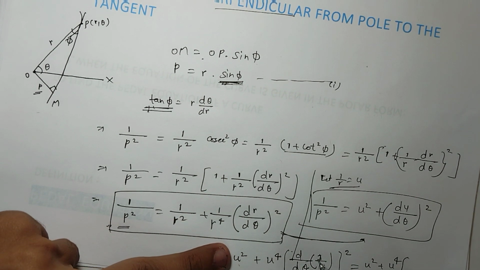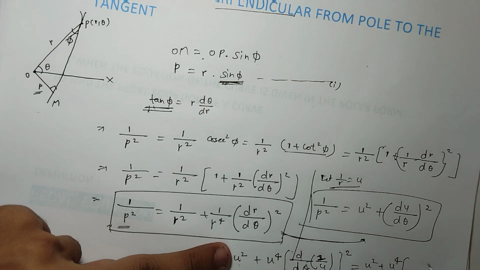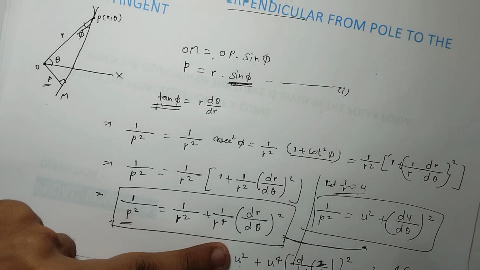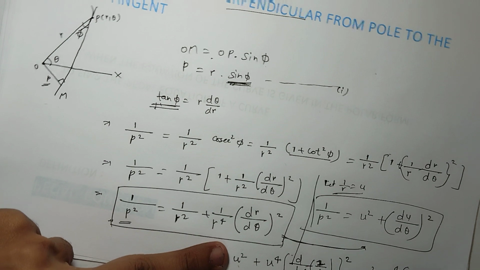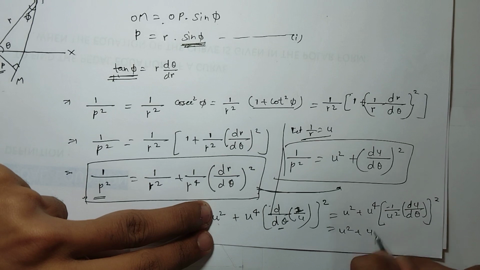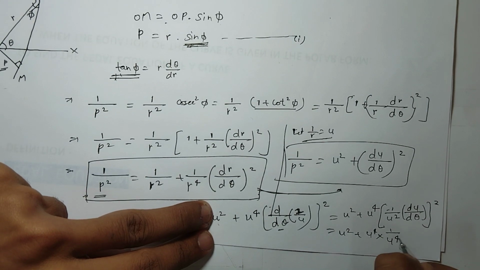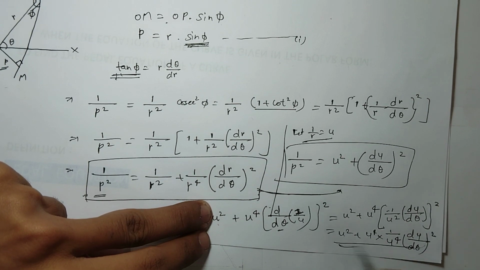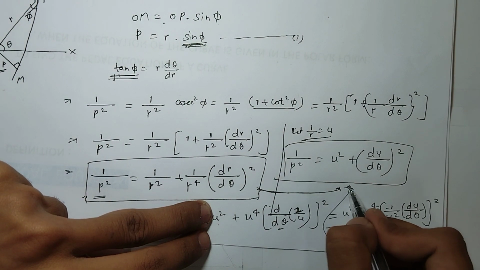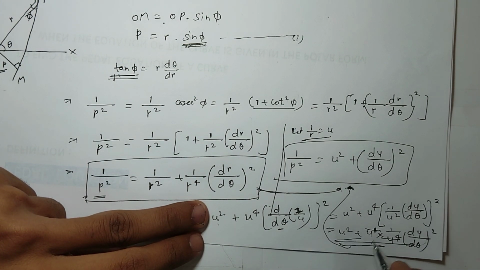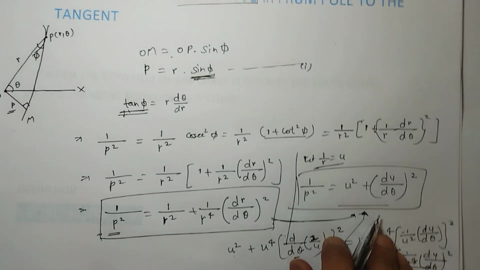What is the differentiation of 1/u with respect to θ? It is minus 1/u² du/dθ. I hope you know that. Now we can simply simplify this. Then we can write u² + u⁴ times 1/u⁴ (du/dθ)². Now this is the value we derived. We can simplify and we get the value. I hope you understood this.